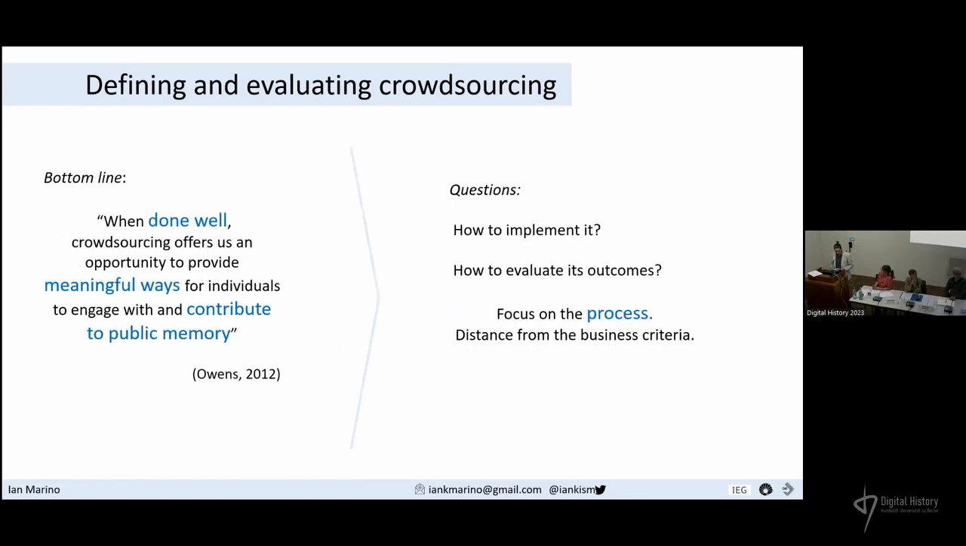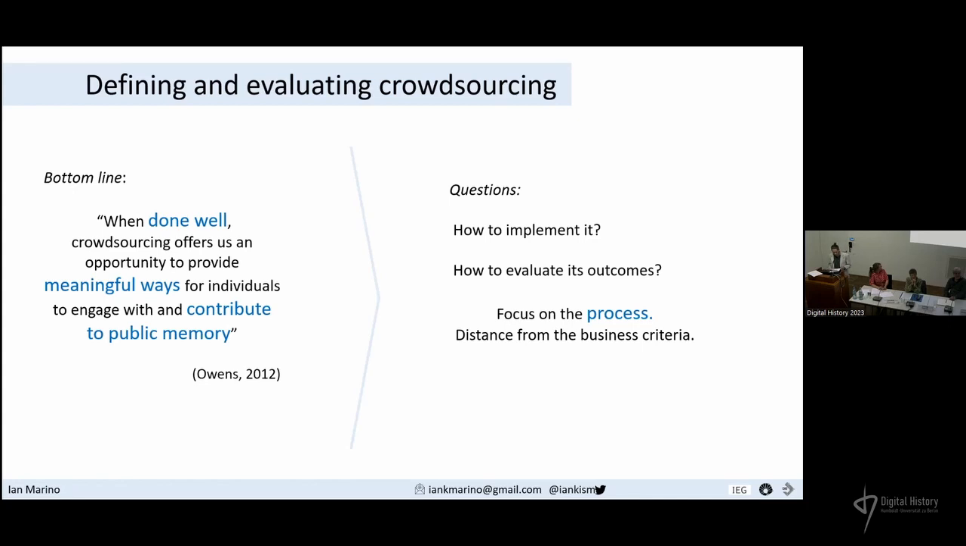Even still, the belief in the potential of crowdsourcing as a core method for digital history and digital humanities has persisted. Terry Owen summarizes the argument that despite the misgivings, when done well, crowdsourcing offers us an opportunity to provide meaningful ways for individuals to engage with and contribute to public memory. But there comes the problem.